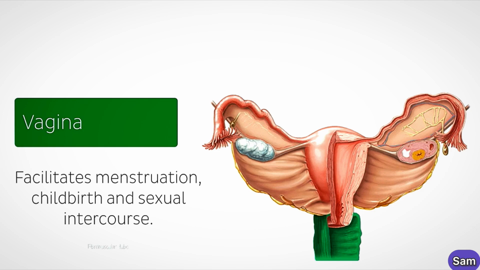Structurally, the vagina is a fibromuscular tube, roughly 8 to 10 centimeters long across the posterior wall and about 7.5 centimeters across the anterior wall.